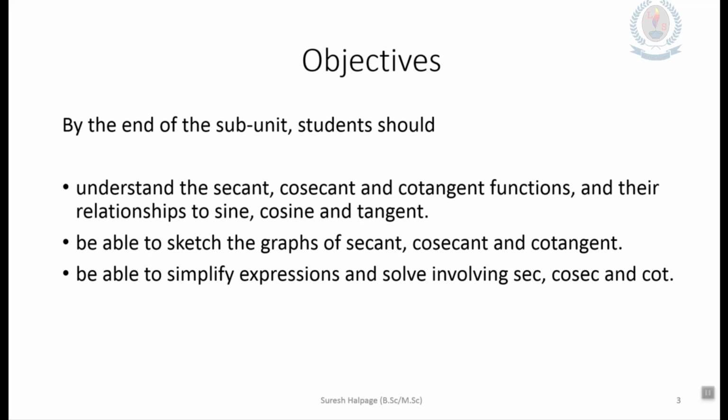Objectives. By the end of the subunit, students should understand the secant, cosecant and cotangent functions and their relationships to sine, cosine and tangent. Be able to sketch the graphs of secant, cosecant and cotangent. Be able to simplify expressions and solve equations involving sec, cosec and cot.